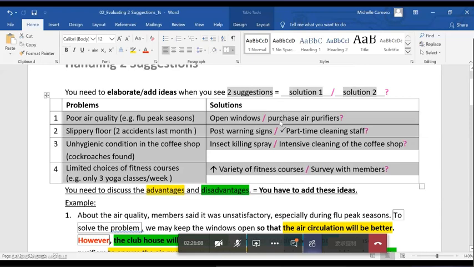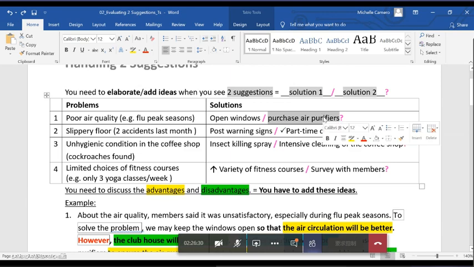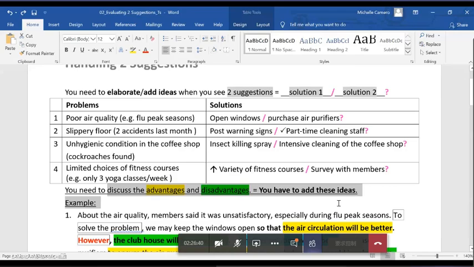We've got 4 problems and we've got their solutions, the two solutions. So the first one is poor air quality. That's the problem. Flu peak season is more information about the problem. And then what are the possible solutions? Well, we can open windows or we can purchase air purifiers. Okay, those are the two solutions. Remember, you need to discuss the advantages and disadvantages of solution 1 and solution 2, and you must add these ideas. Okay, all right, so what does all this look like?